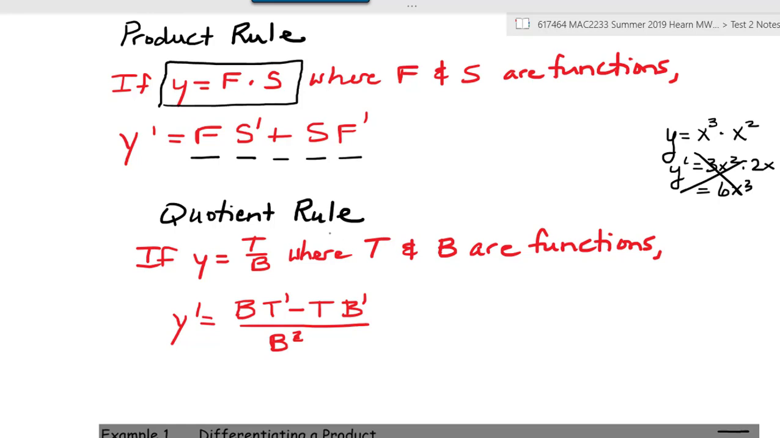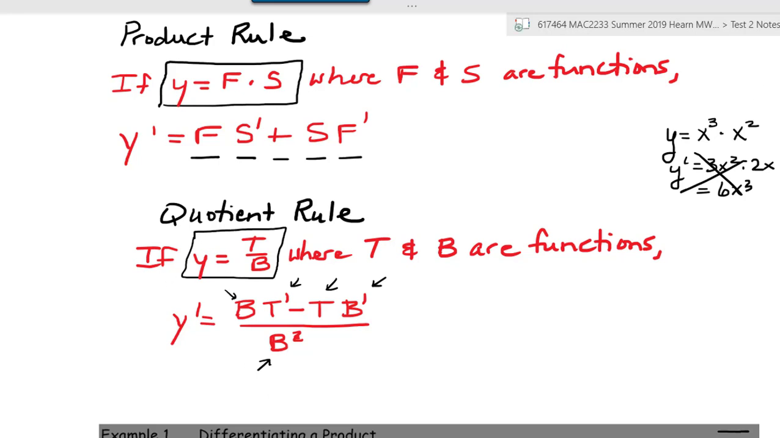Similarly, when you're taking the derivative of a quotient, you have to use something called the quotient rule. If you have a function y that's equal to a top function t divided by a bottom function b, you can't just say it's the derivative of t divided by the derivative of b. But what you can do is take the bottom function times the derivative of the top minus the top function times the derivative of the bottom, and divide that whole thing by the bottom function squared. So we're going to practice using these two rules.